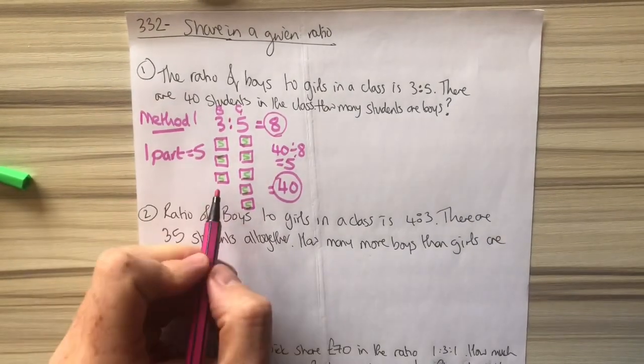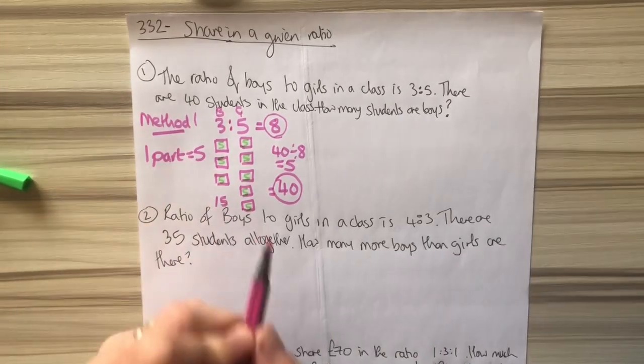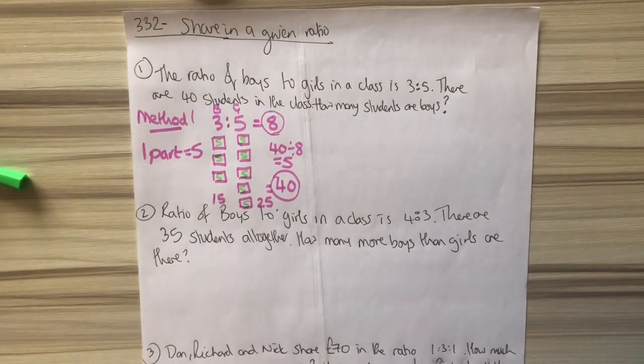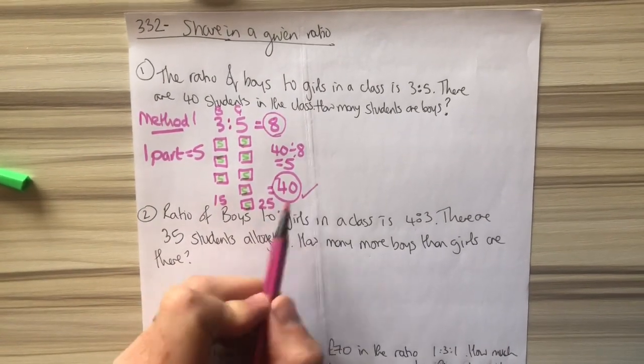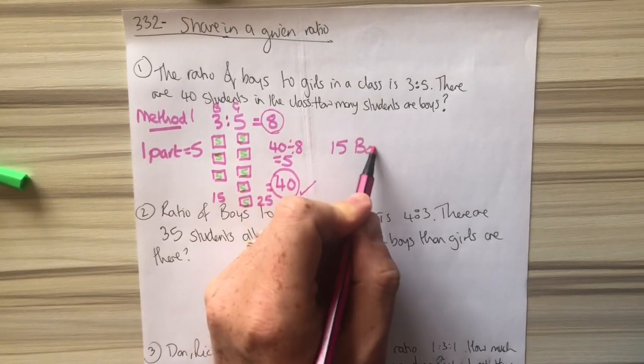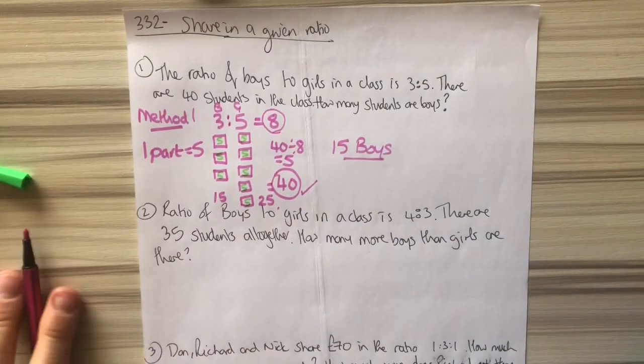So what does that make? Well, that means I've got 15 boys because I add all them together. 5, 10, 15, 20, 25 girls. So does it add up to 40? Yes, it does. 25 plus 15 is 40. So how many boys? 15 boys. Okay, that's one way of doing it.